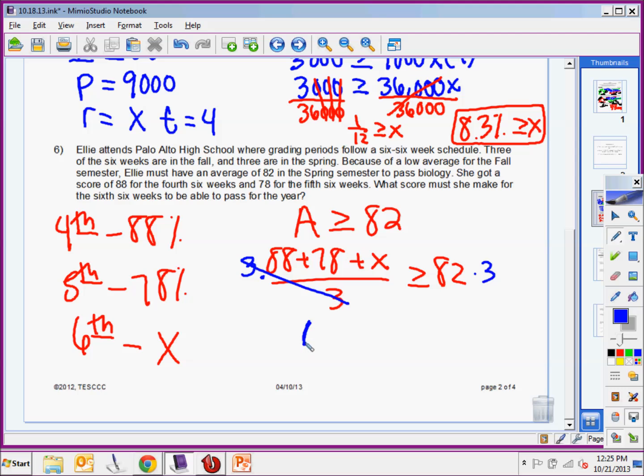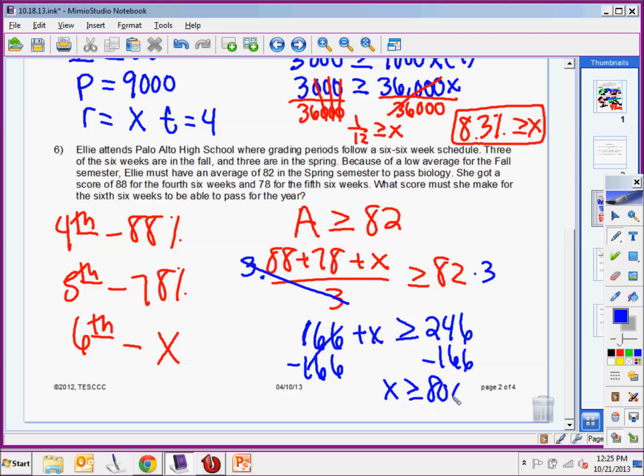It's 166. 166 plus x is greater than or equal to what? 246. How do I get x by itself? You subtract 166 from both sides. 80. So she needs to make at least an 80%. If she does not make it 80%, what's going to happen? Well, she's going to fail. She's going to lose all of her biology credit.